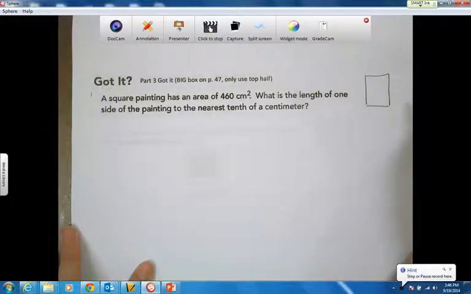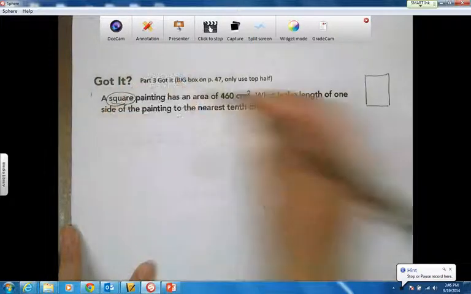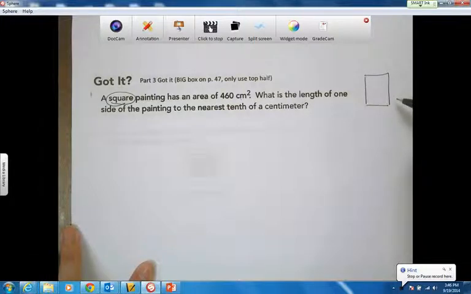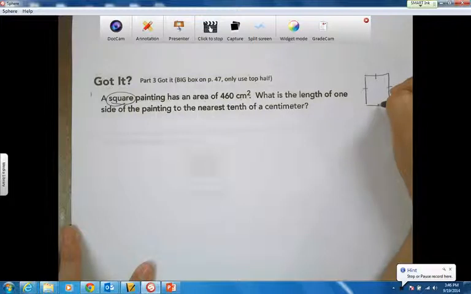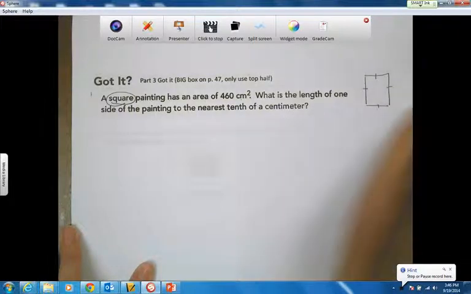Okay, now first of all, we're going to point out this said square. Mine doesn't quite look square. It looks a little more like a rectangle, but we're going to pretend that it's a square, which means all of its sides are equal. Okay, and it has an area of 460. So I'm going to go ahead and write that below.